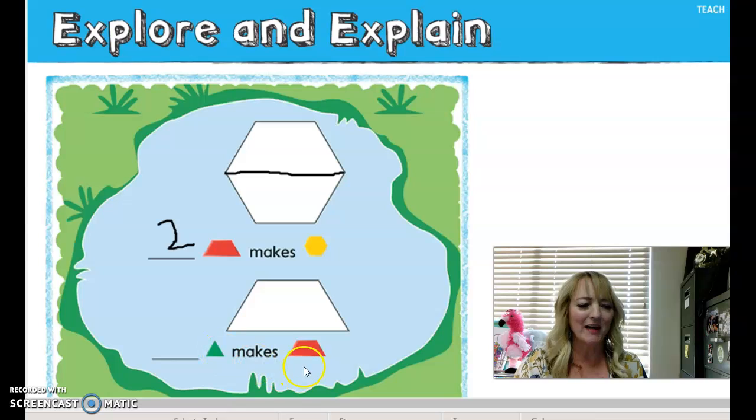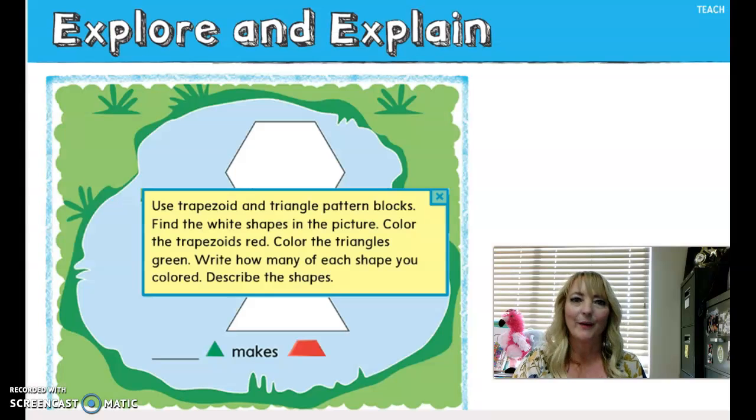Okay, how many triangles does it take to make a trapezoid? So you might have to lay your triangle down since you only have one in your packet and trace it. Trace it. That is not a great triangle there, but you can see it takes 1, 2, 3 triangles to make a trapezoid. Great work.